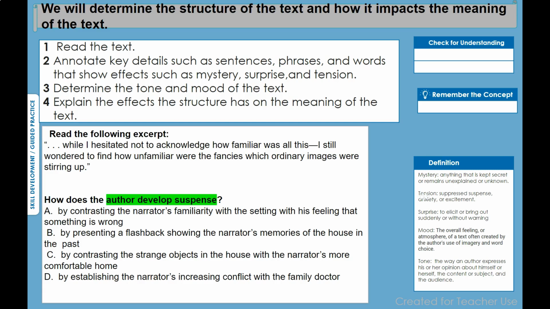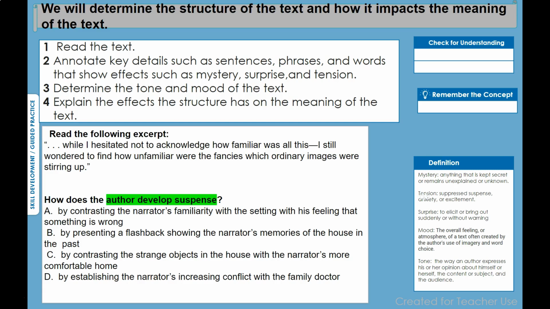So when you are reading your text or preparing for your test, this is an example of how you may be questioned. Okay, so I want you to pause right here. I've already highlighted something that we want you to focus on. We want you to focus on the development. Anytime you see the word develop, we're asking you how something is built. So I want you to pause, take a moment, read the excerpt, and then try to answer it.